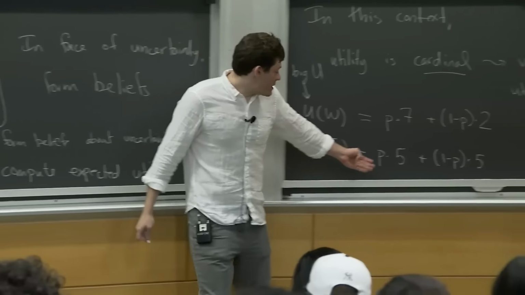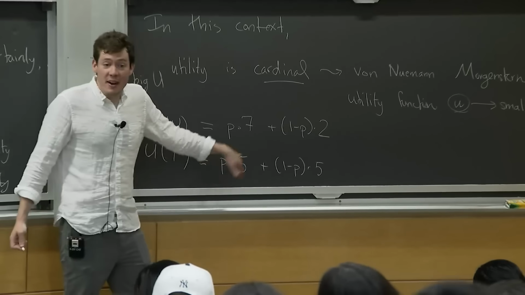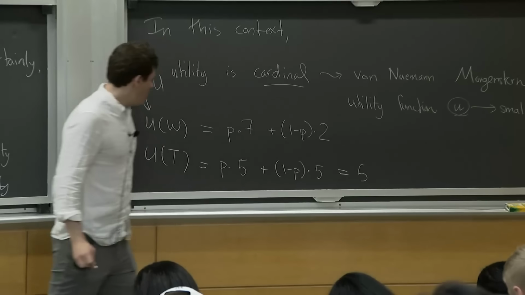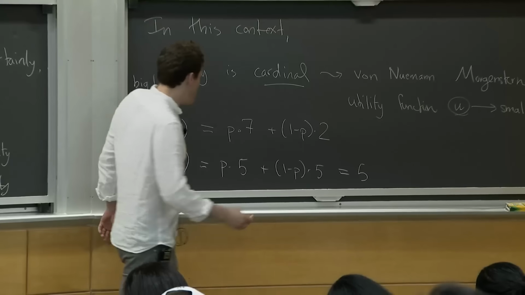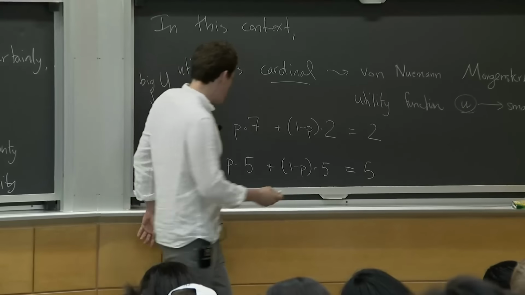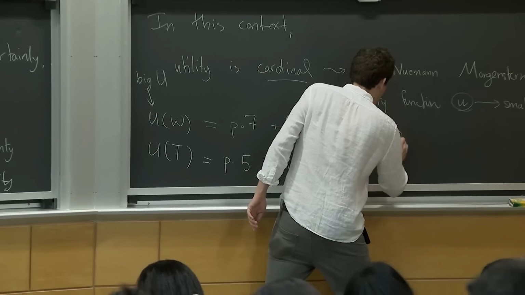Well, this is easy, right? The expectation of this is just going to be 5, right? It's 5 either way. So this is 5. And then here, what do I get? I get 2 minus 2p, so plus 5p.